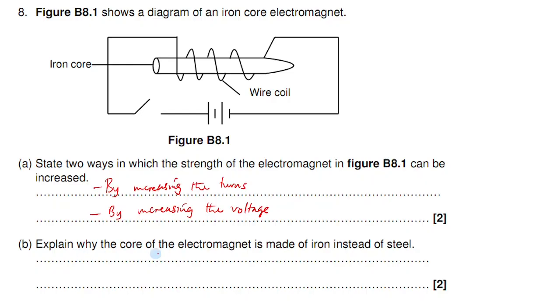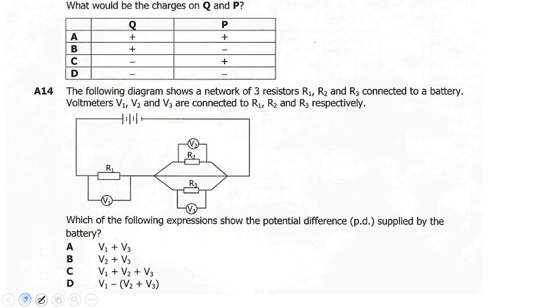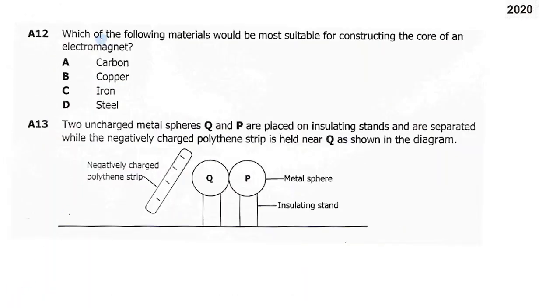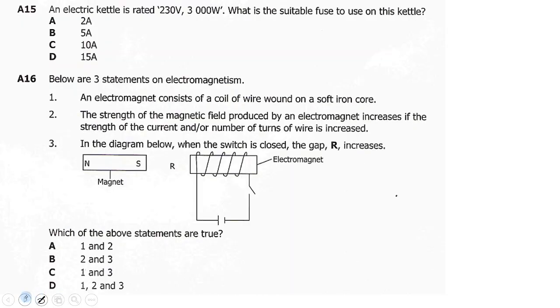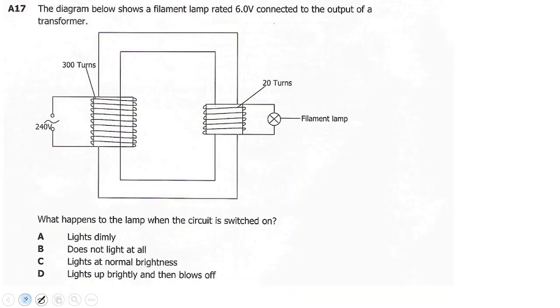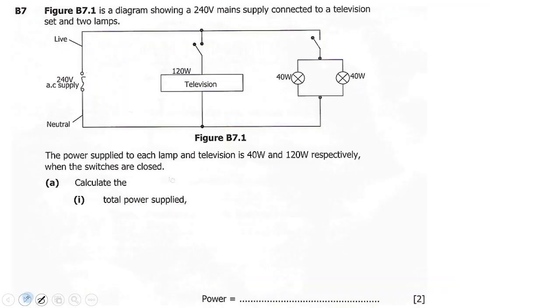Then, explain why the core of the electromagnet is made of iron instead of steel. I already explained such a situation, so I've already dealt with these. Let me answer this one. Which of the following materials would be most suitable for constructing the core of an electromagnet? It should be iron here. This one I already answered. Then this one also, it's simple, guys. Let me just see which one I can try to answer.